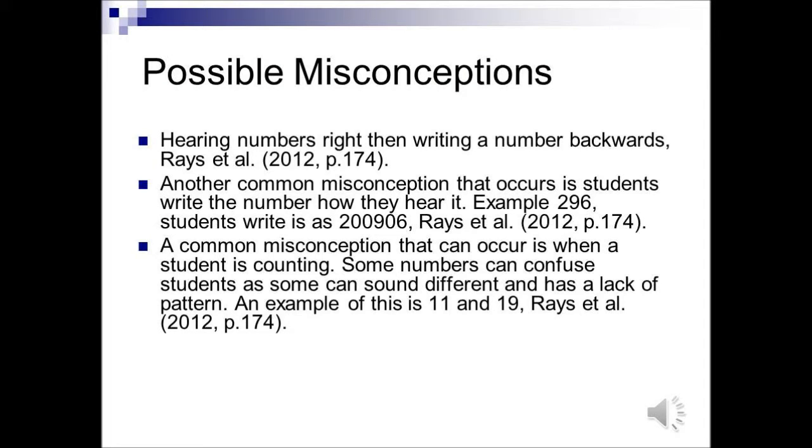Possible misconceptions that can occur within this lesson are that a student can hear the number correctly but then write the number backwards. Students can write the number how they hear it, such as 296. They could write each number individually, so the number would actually be showing 200,906. And the lack of patterns with how numbers sound, such as 11 and 19, 2 numbers that sound completely different.